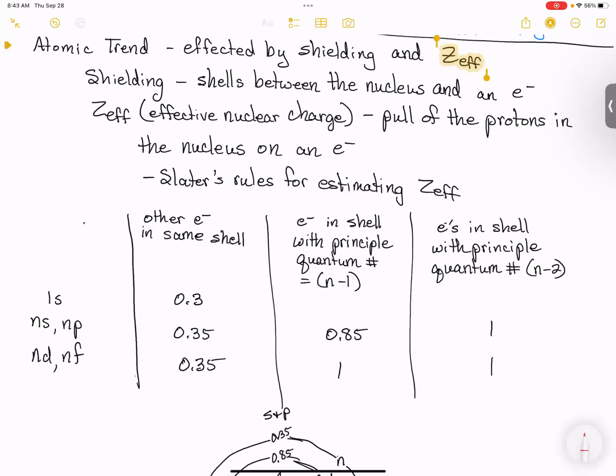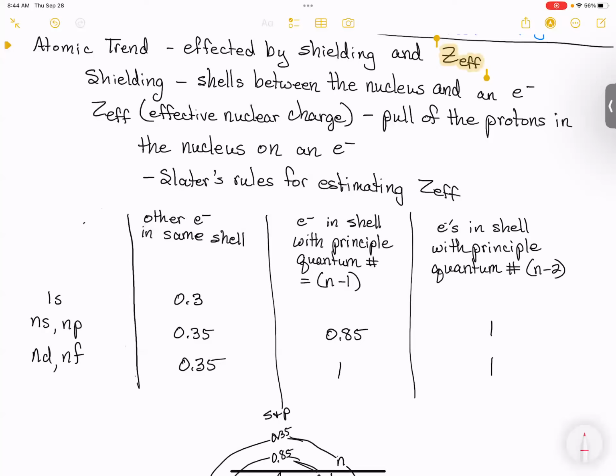If I have a really strong nucleus, a really strong positive magnet, it's going to be taking those electrons and pulling them very close to it, which is going to cause a shift in the atomic size. So the other part of the story is Z effective.